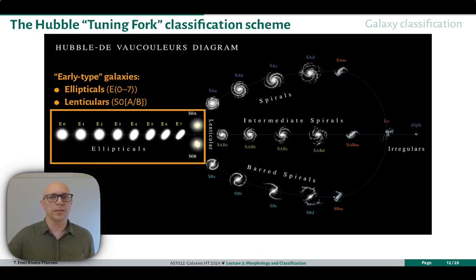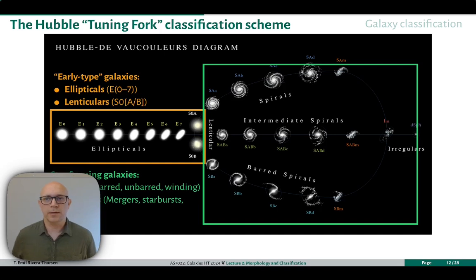As you can see, the elliptical galaxies have numbers from 0 to 7. These numbers are simply a measure of how stretched, how elliptical they are. It is basically a measure of the ratio between their minor and major axes, with E0 having 0 ellipticity and E7 having the maximum ellipticity. In principle, one could go even further, but we do not really observe galaxies with an ellipticity beyond E7.